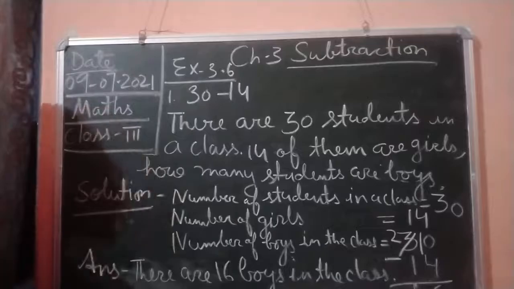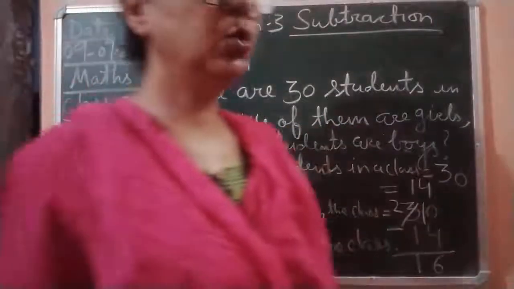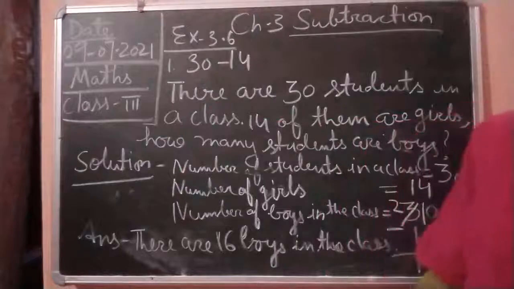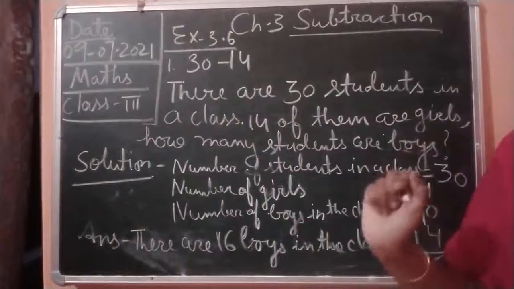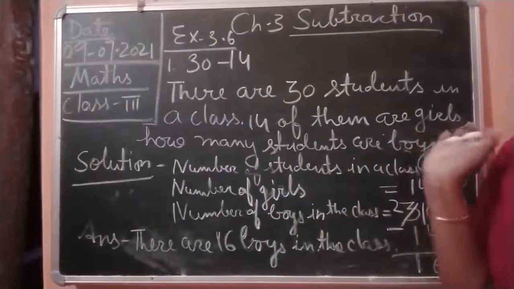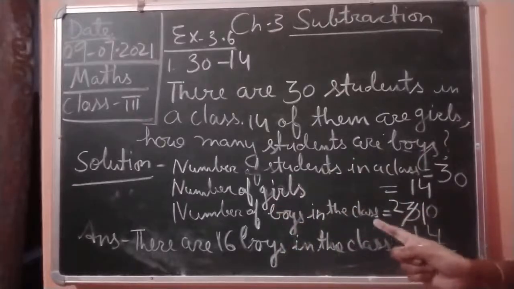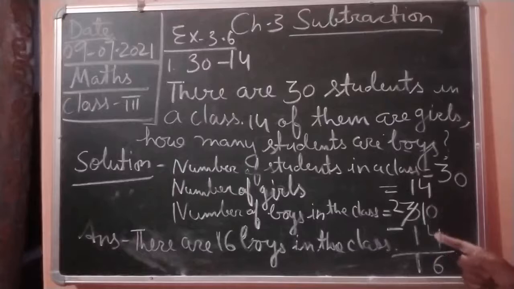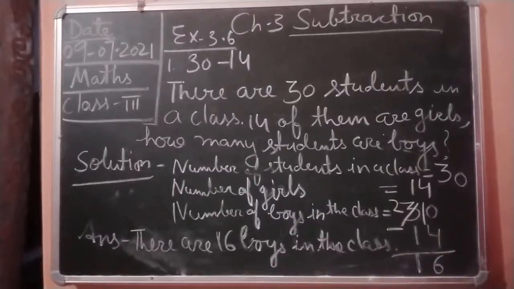Okay. Now children, here you can see I have created one word problem. There are 30 students in the class and 14 of them are girls. How many students are boys? So here the number of students in the class is 30. Number of girls equal to 14. Number of boys in the class equal to 30 minus 14, we will get 16. So children, the answer: there are 16 boys in the class. Okay, so the first number is completed.